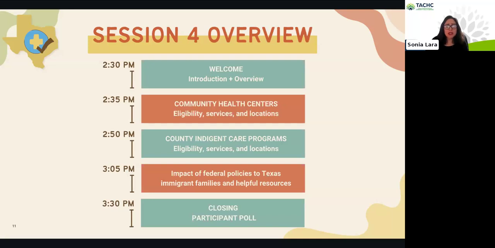The session's learning objectives are that participants will learn about other programs or services available to Texans who are uninsured, and will have a general understanding of what some of the eligibility guidelines will be for these programs and where to find them in your area. And finally, hopefully participants will walk away with a better understanding of the impact of federal policies on Texas immigrant families and some resources available to help mitigate some of those changes.